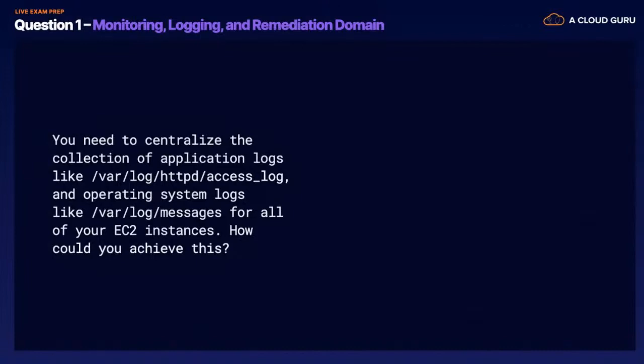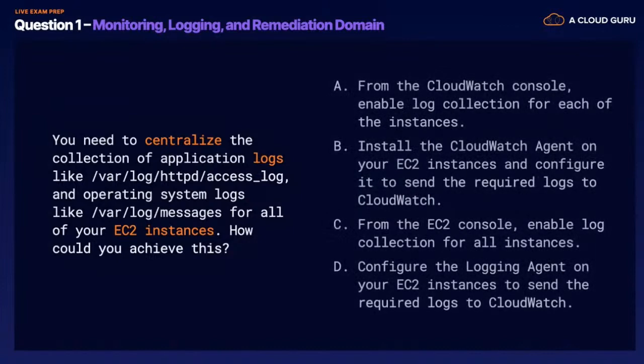So you need to centralize the collection of application logs, like /var/log/httpd access log, and operating system logs, like /var/log/messages, for all of your EC2 instances. How could you do this? The first thing I try to do is identify the keywords. We're trying to centralize our application logs, and we're using EC2 instances. So let's take a look at the possible answers.